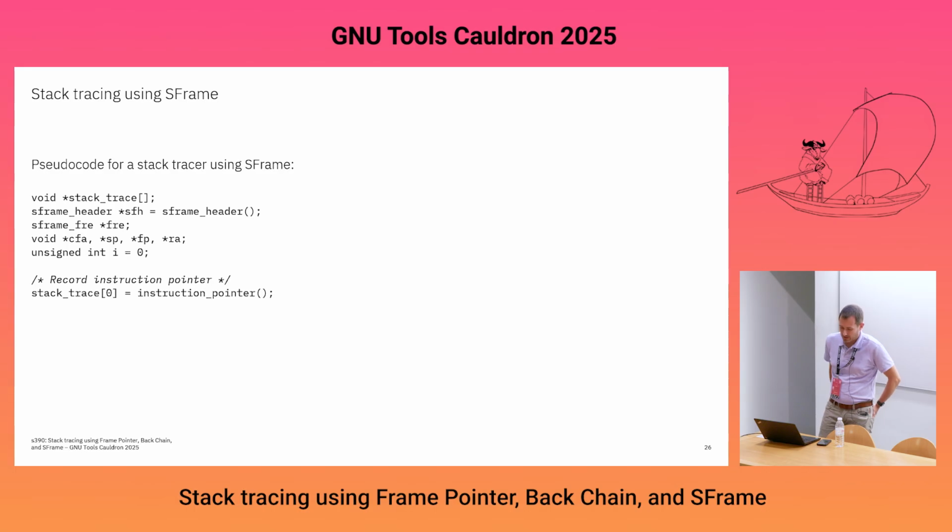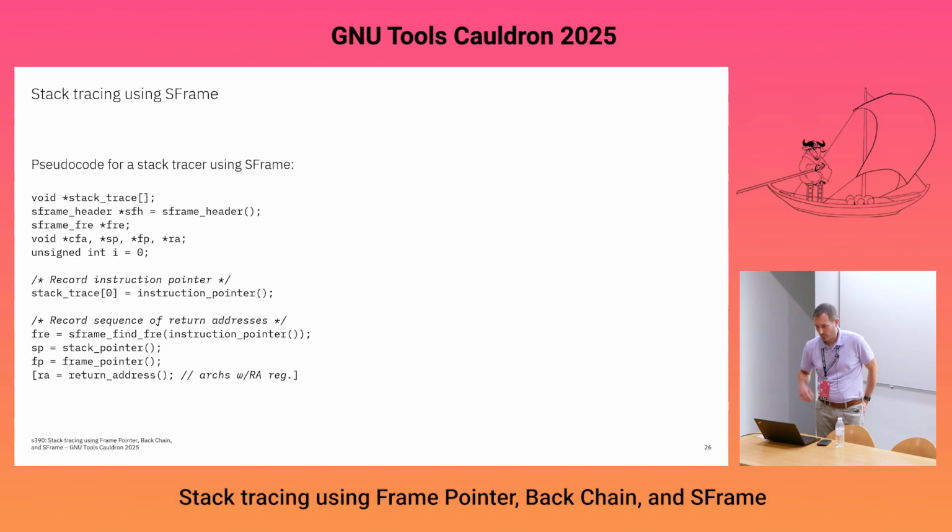So how does stack tracing using SFrame work? In this pseudocode, we again start with recording the current instruction pointer. And then for recording the sequence of return addresses, we need some setup. So first of all, we look up the frame row entry that is applicable to the current instruction pointer. We initialize the stack pointer and frame pointer to the stack pointer and frame pointer register contents. And if the architecture has a return address register, we do the same with the return address.